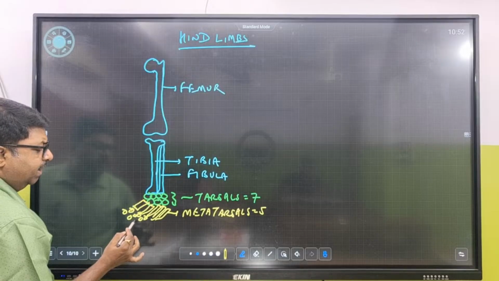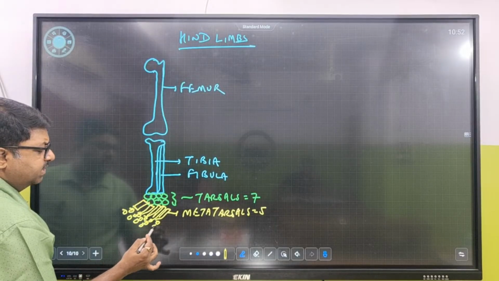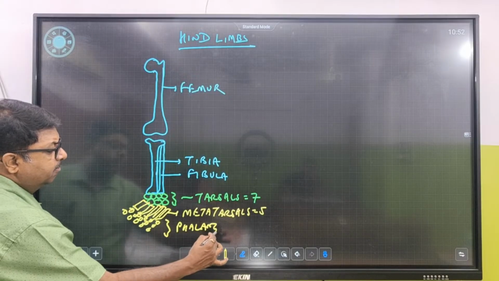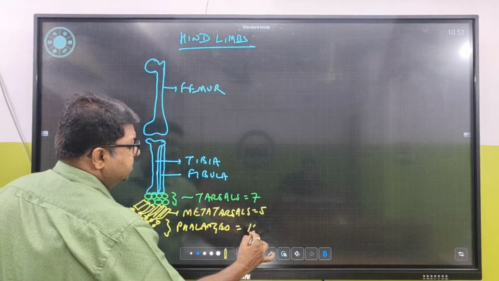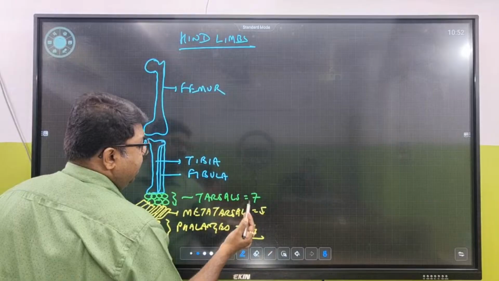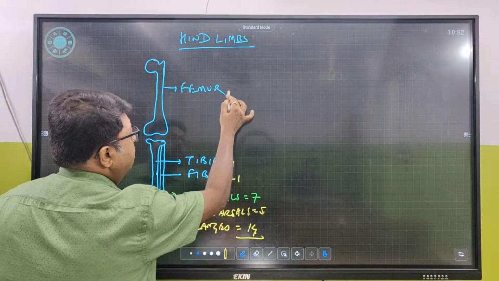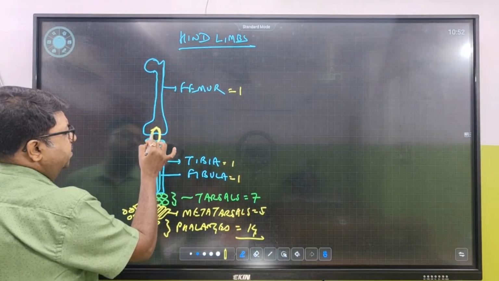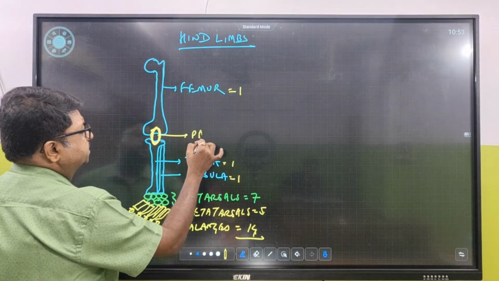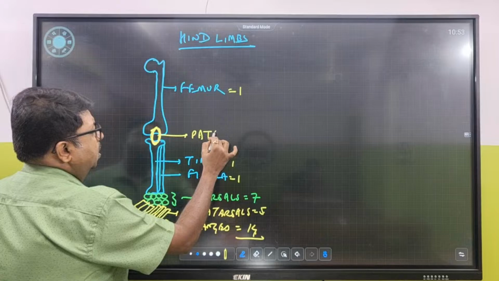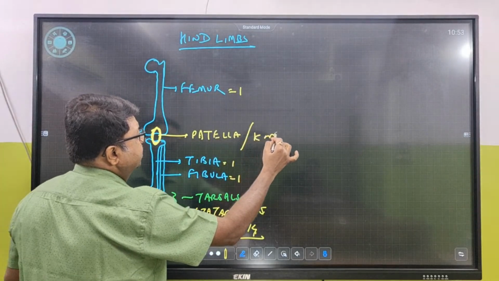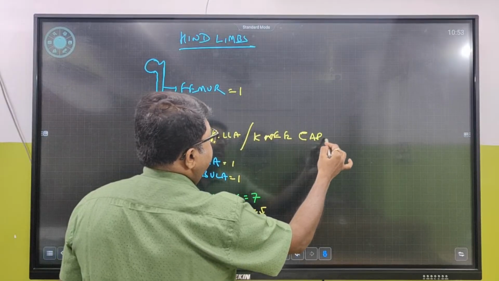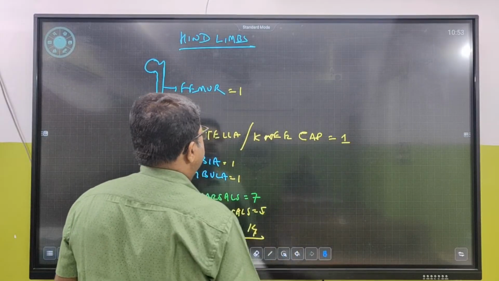Otherwise, all of them have 3 phalanges. So 14 bones are there in phalanges. 14 plus 5, 19, 20, 21, 22 plus 7, 29. And 1 bone is over here, which is called patella. Patella is also called kneecap. We call it kneecap. This is only one of them, called patella.